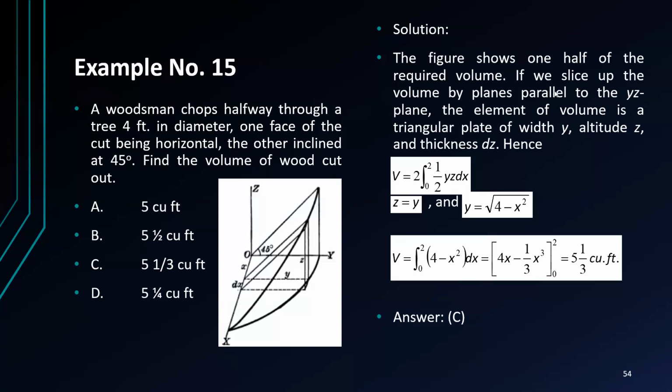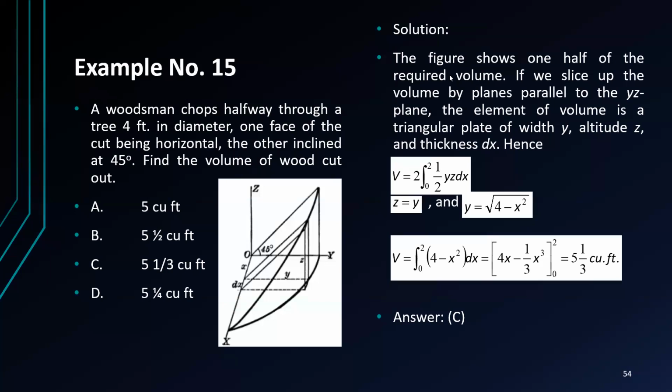Right? If we slice up the volume by planes parallel to the YZ plane, the element of volume is a triangular plate of width y and z, altitude z, and thickness dx. So this is the dx. Hence, volume is 2 times the integral of 1/2 yz dx from 0 to 2. So z is equal to y, right? Because it is 45 degrees.